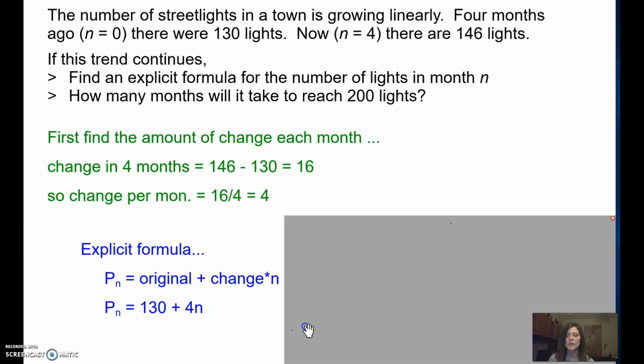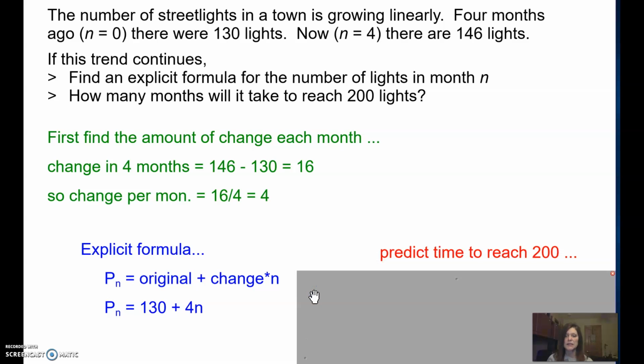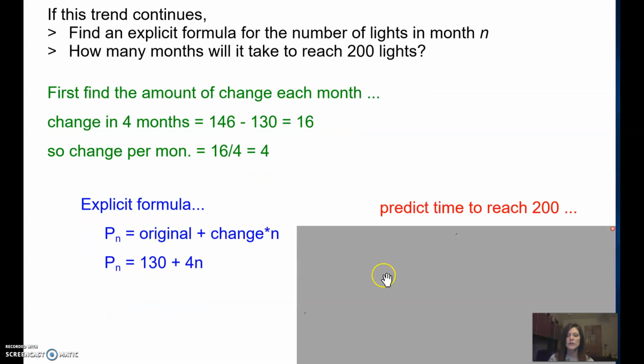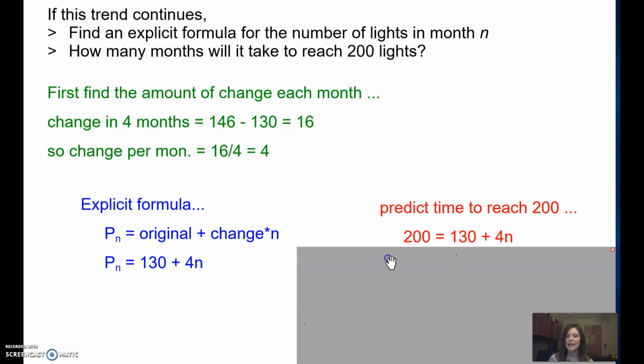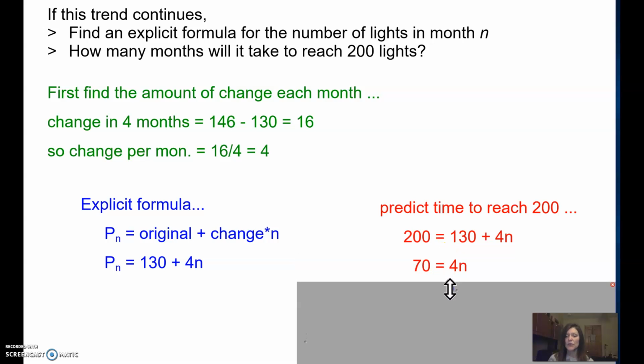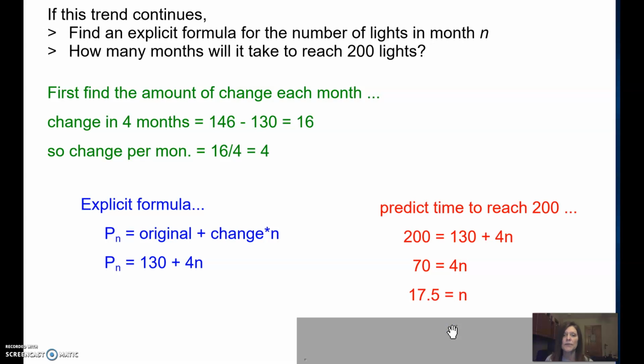We're going to use that to come up with our explicit formula. So it's the original 130 plus the change times n, so plus 4n. So P of n equals 130 plus 4n. Now we're going to use that to predict how many months from now we will have 200 lights. So again, they're giving me the answer P of n, and we are finding the n. So plugging in the 200 for the P of n, we'll subtract 130 from both sides, we'll divide by 4, and come up with 17.5.